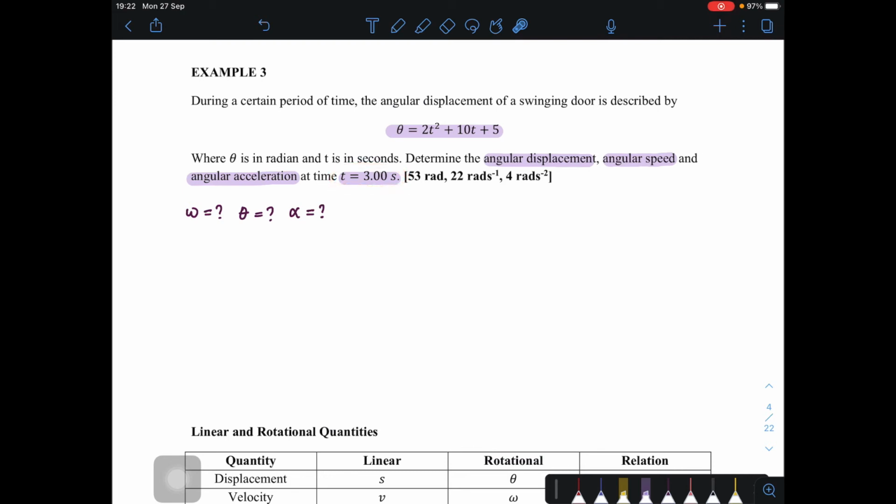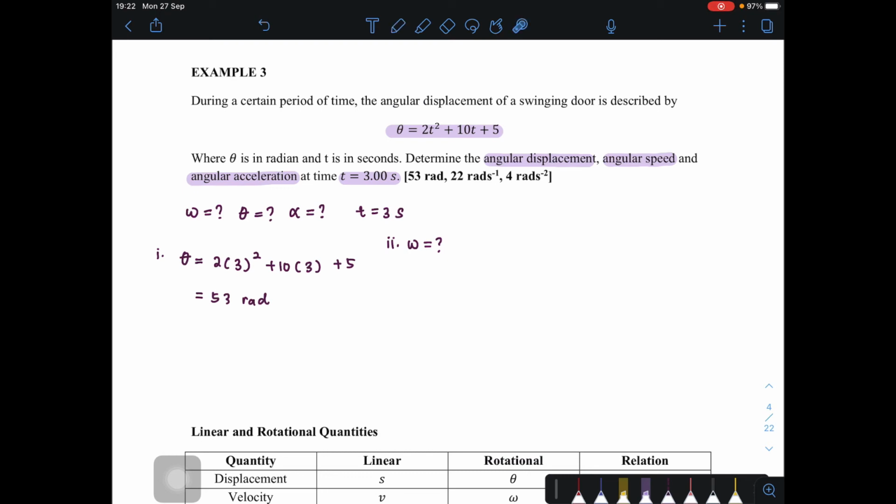Okay, so since we are given this equation here, so we can just use this one and substitute value for t here. So first kita akan dapat value for theta at 3 is equal to 3 seconds. So substitute plus 10 t plus 5. So you will get 53 radian. So this is the first one. Okay, second one, we want to find omega.